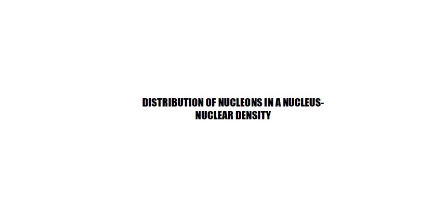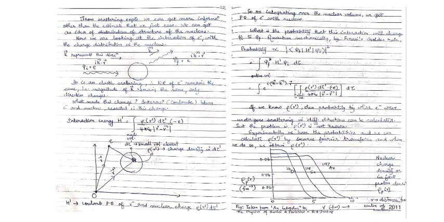Welcome to my lecture on distribution of nucleons in the nucleus, or in other words, we'll discuss what is nuclear density. We saw in the previous class that from scattering experiments, a whole lot of information can be collected about a nucleus. It is possible to estimate the size of the nucleus, and we saw the estimation of radius of various nuclei.